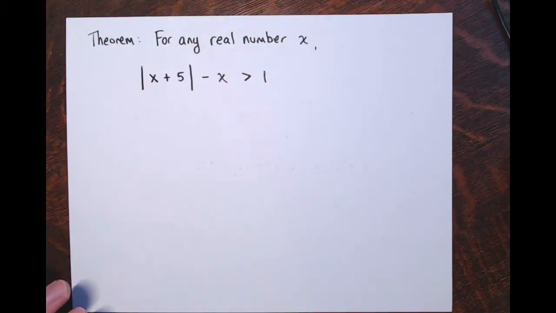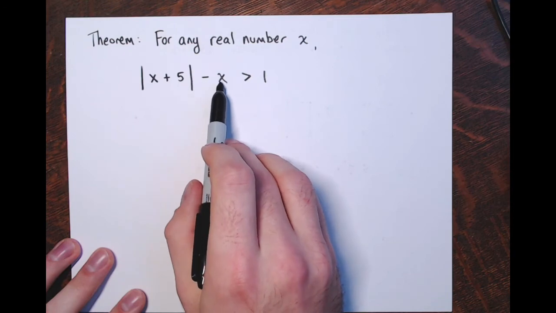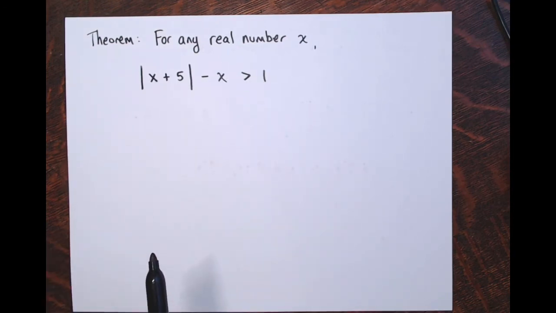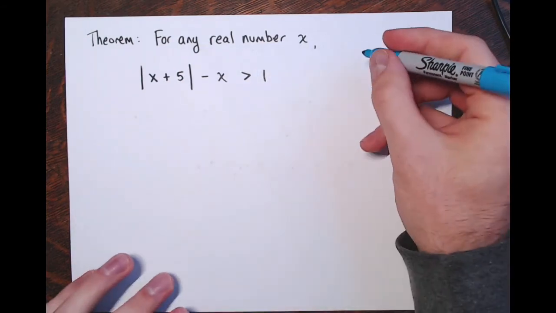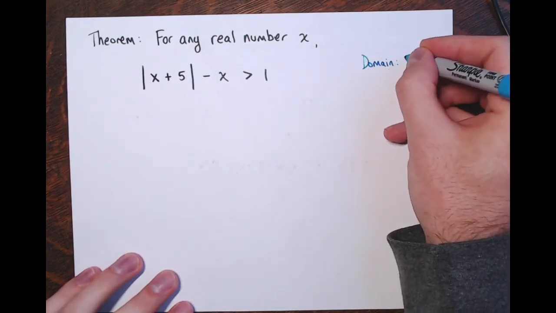Alright, so here's the statement. For any real number x, the absolute value of x plus 5, then minus x after, is going to be greater than 1. And you can test this out, plug in values of x and see if you believe it. The domain here is, this time, all real numbers.